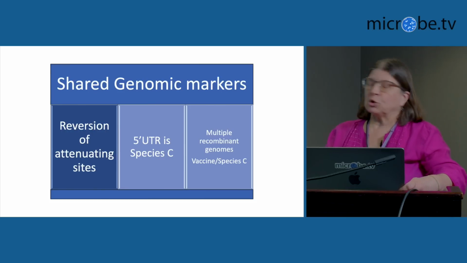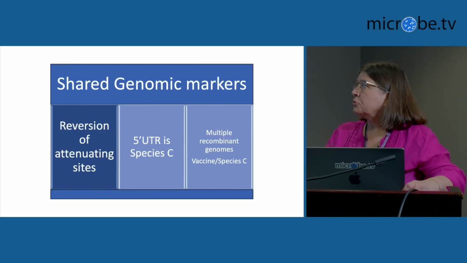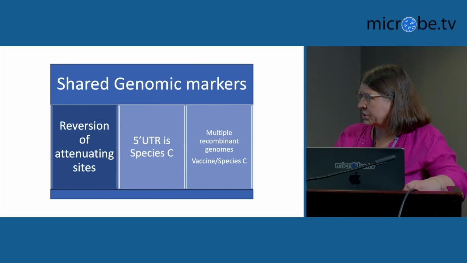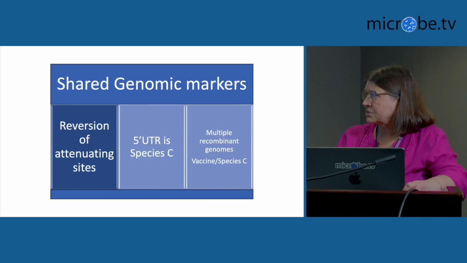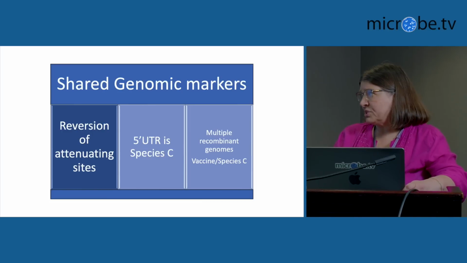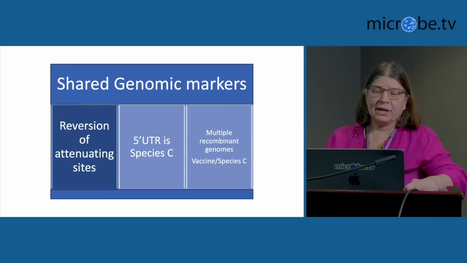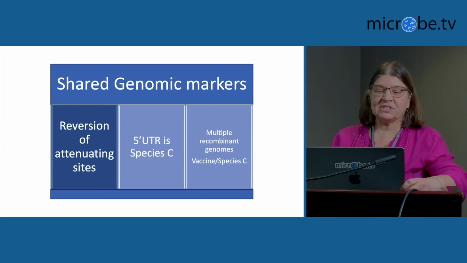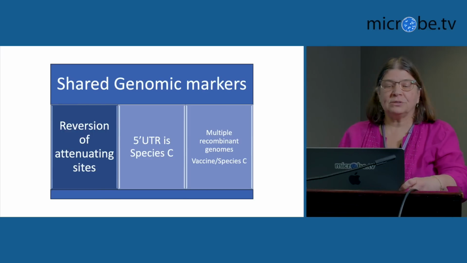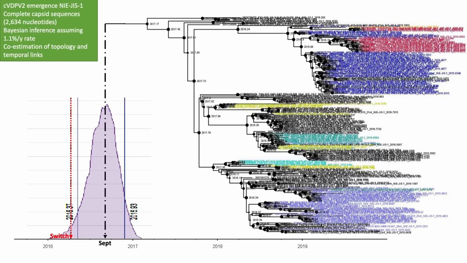And to look at the emergences, we often will look at other genomic markers. So this particular emergence has, as all of them do essentially, reversion of the attenuating sites. The 5' end was species C enterovirus sequence, and then multiple recombinant genomes indicating that either vaccine or species C had recombined.